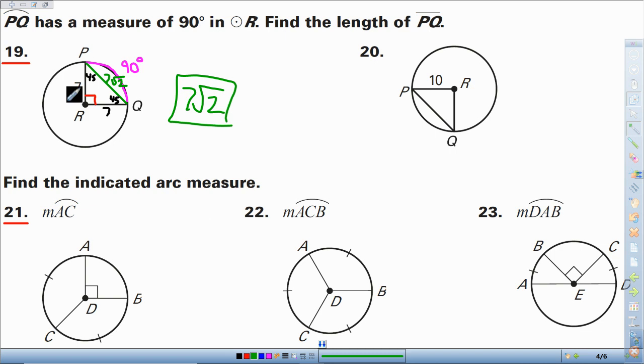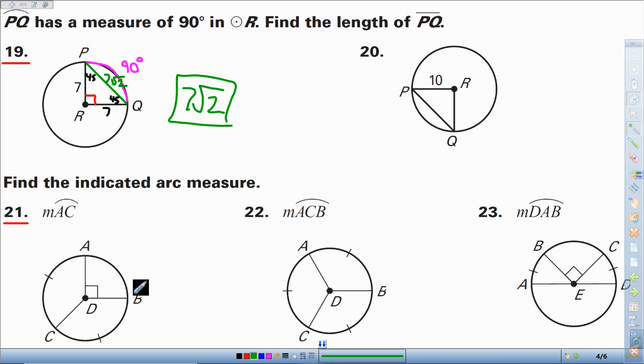Just by the way, we could have also used the Pythagorean theorem to find this. We could have also used trig to find this side length. There's a bunch of ways we know how to find that side length. I think the special right triangle is the quickest and maybe the most interesting.